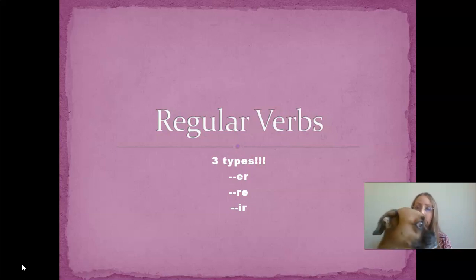So these are regular because once you learn one ER verb, you can do all of them. So we want to focus on, okay, can I do one? Then what do they mean? Because we don't want to just learn forms and then not be able to use them. We have to know what they mean so we can use them in sentences that make sense and then apply it to everything else. So let's start with an ER verb that you did last year.